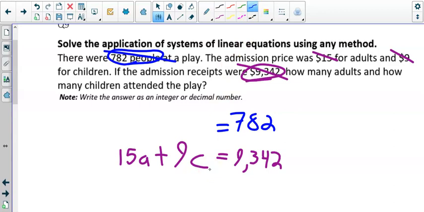Yeah, it's just going to be A plus C. And again, that makes sense because what is A about? The number of adults. What is C about? The number of children. People, people, people. That's what the 782 is about, people. It makes sense. All these equations make sense. Money, money, money, people, people, people. All we got to do now is solve.